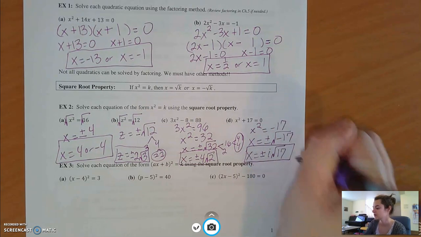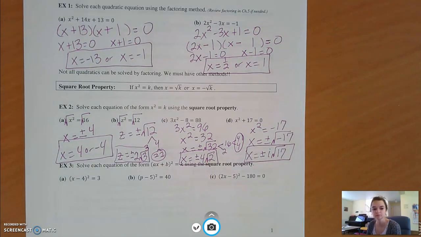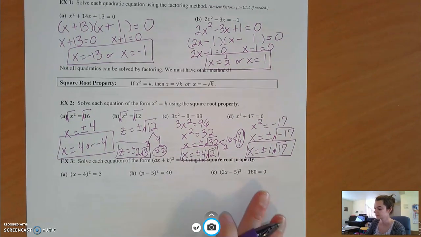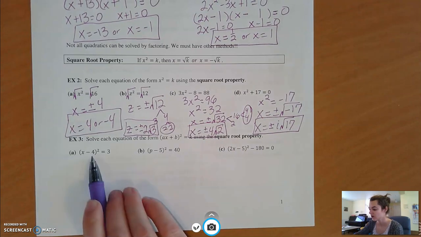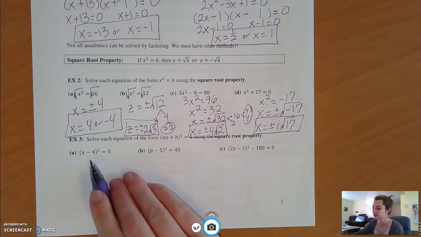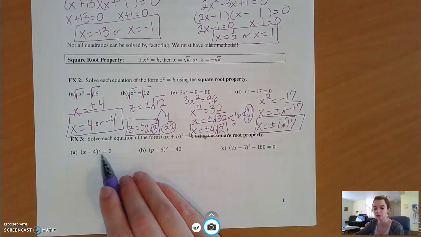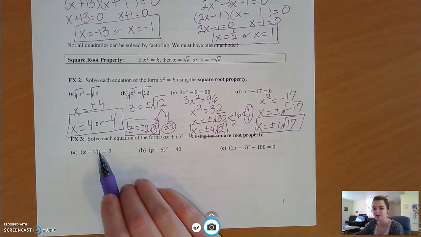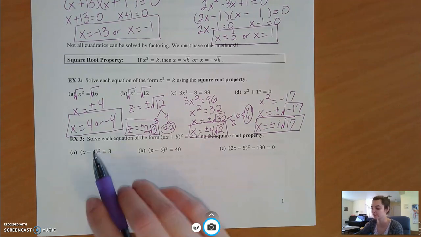Okay. So there's our final answer. Next up, all of these down here, we can actually solve using the square root property. So x minus 4, that whole thing is squared, equals 3. Since the entire thing is squared, we can use our square root property to get rid of that squaring.